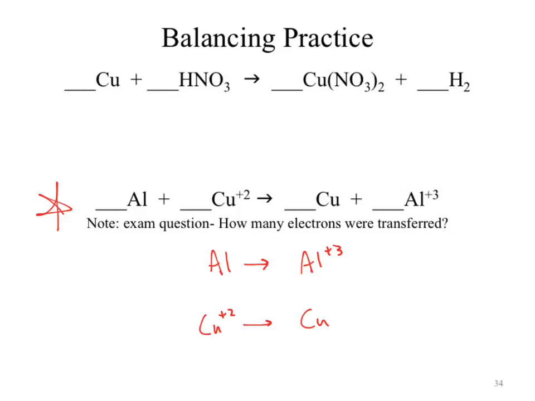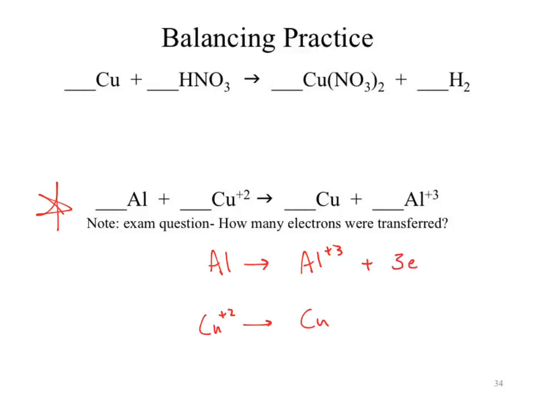I want to say vastly more complicated, but it is more complicated than the previous example that we looked at. So when we go through and look, the first thing we'll do is split into our half reactions. Okay, so we've got aluminum going to aluminum plus 3 and copper plus 2 going to copper. How do I balance the first equation?